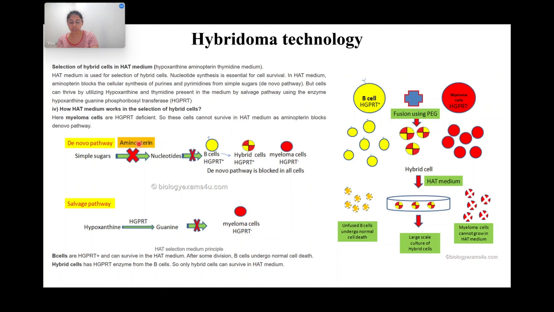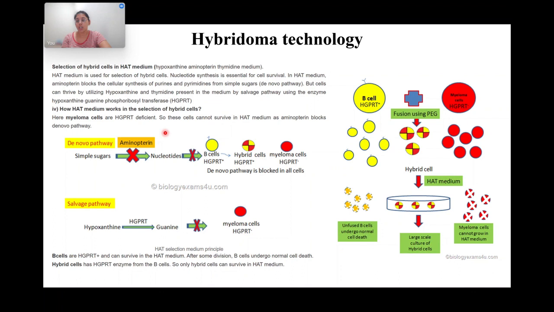Next, you have also added hypoxanthine in your medium. So if not sugar, the cells can use this hypoxanthine to give rise to guanine. Guanine is again a nucleotide, and this is by the HGPRT enzyme. So if not the de novo pathway, you have given hypoxanthine in the media, so they can use the salvage pathway to give rise to the nucleotides that they require for survival.